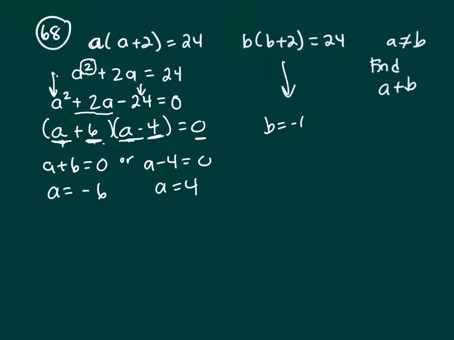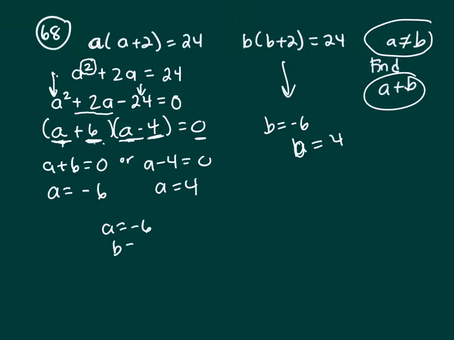And if you solve this equation, you're going to get the very same thing. You're going to get B equals negative 6, or B equals 4. And we're trying to find A plus B, and A cannot equal B. So that means, let's say A is negative 6 and B is 4. It's negative 6 plus 4 equals negative 2.